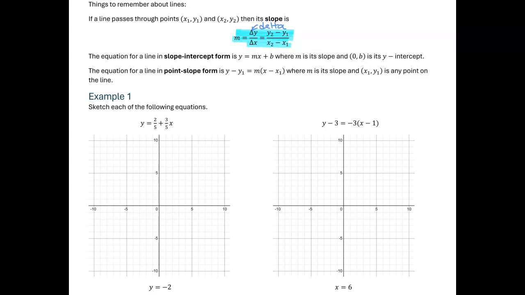And again, you can just get that looking at a graph, count out how much your y changed and how much your x changed. Or if you're given 2 points, you can find the difference between the y values and the difference between the x values and divide.